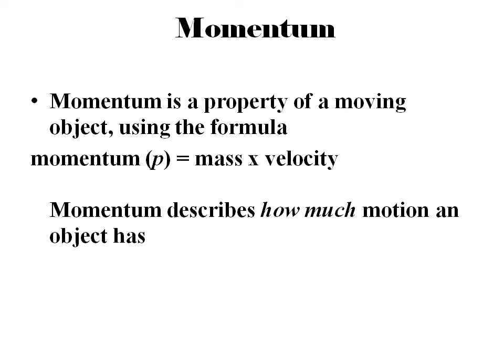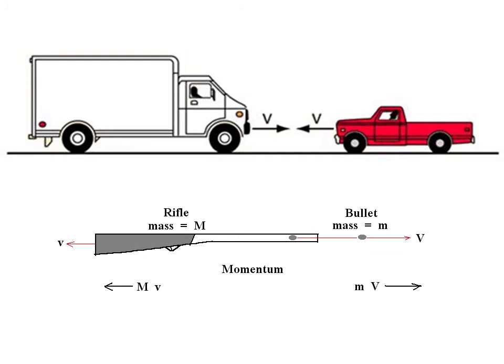But momentum is a property of a moving object and it uses the formula momentum equals mass times velocity. So you take the mass of an object and multiply it by how fast it's going and you have momentum. Momentum is describing how much motion an object has. The bigger it is, the more mass it has, and the faster it's going, the more momentum it has. So as an example, if this small truck hits this big, massive truck, the small truck is going to get pushed in the opposite direction, even if they were going at the same speed.